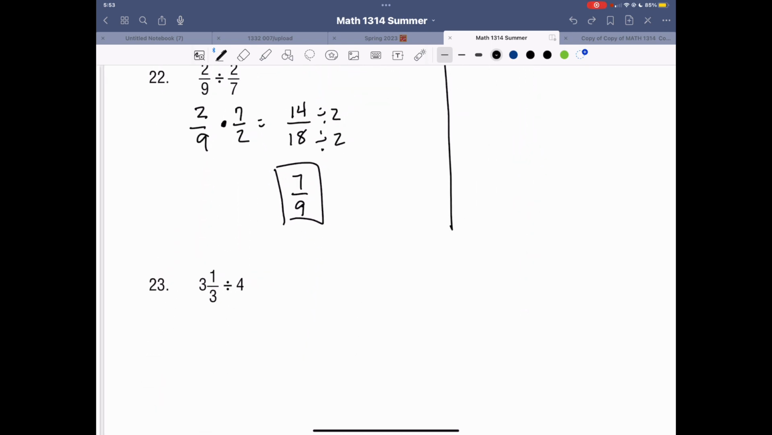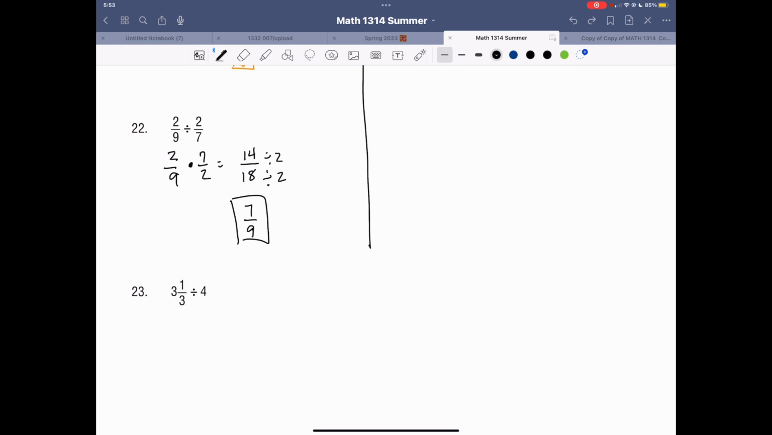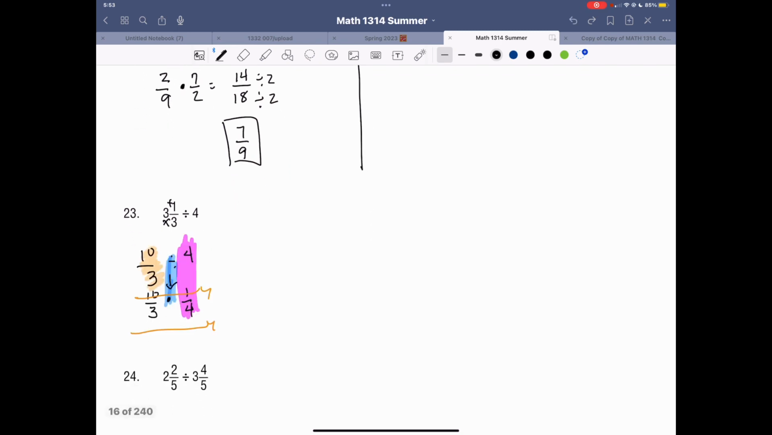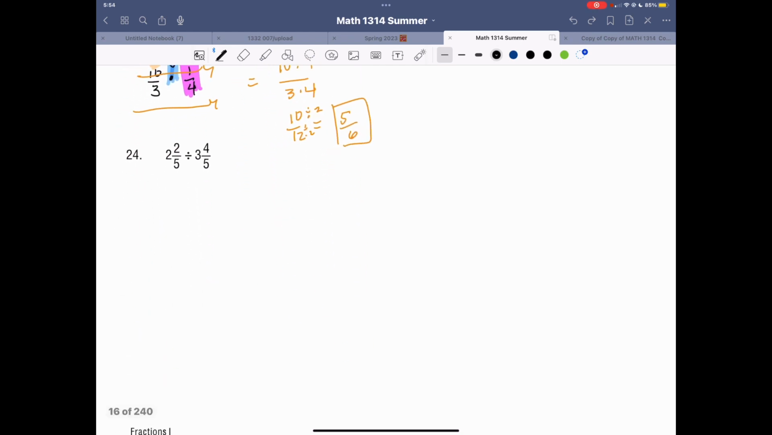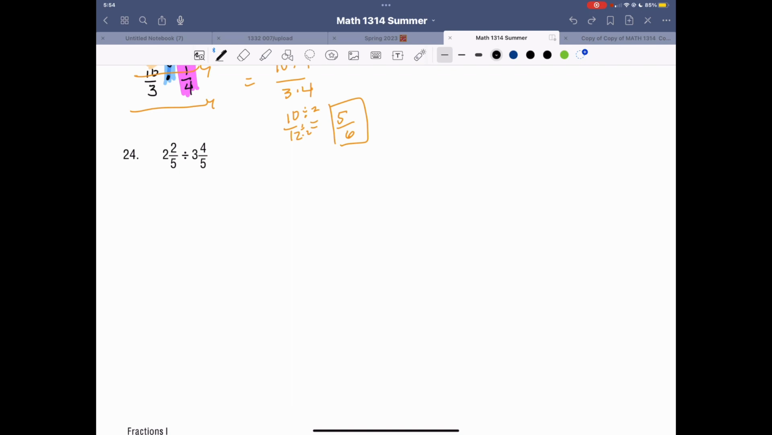Number 23, I have a mixed number. We want to create an improper fraction, so I have 3 times 3 is 9, plus 1 is 10/3. Divided by 4, so I'm rewriting my problem, and then I keep the first fraction, 10/3, make the division a multiplication, make the 4 the reciprocal of 1/4, multiply by going across. I get 10 times 1, 3 times 4, so I get 10/12, reduce that by 2, and then I get 5/6. For this last one, this one's kind of long.